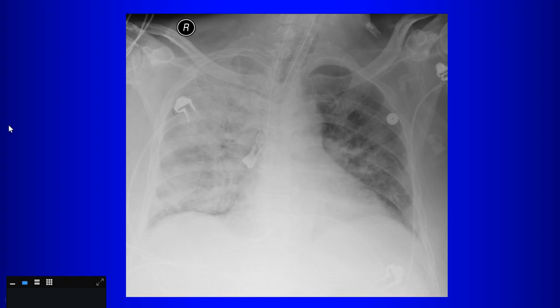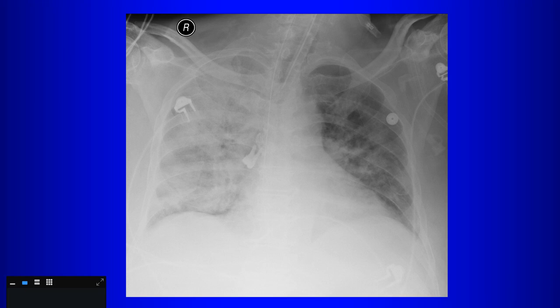So if we look at this chest radiograph, the abnormality on the chest X-ray, why is this patient short of breath? Because they have what? What is all that? Yeah, so they have a consolidation there in the right lung. Okay, so they have a pretty bad consolidation in the right lung.